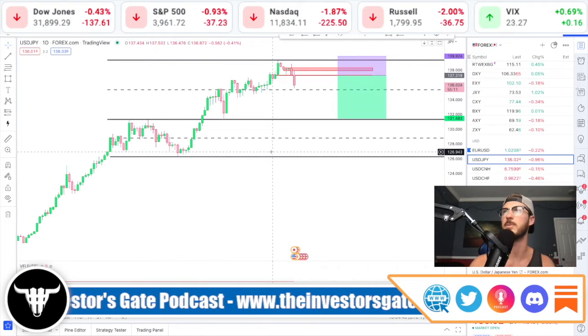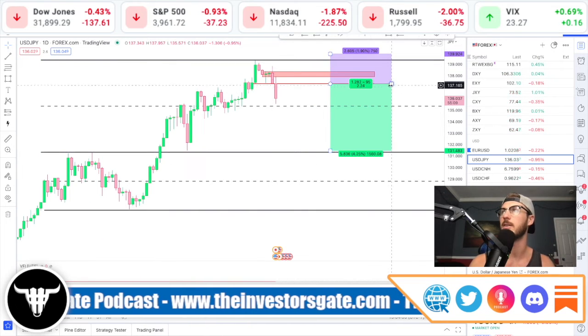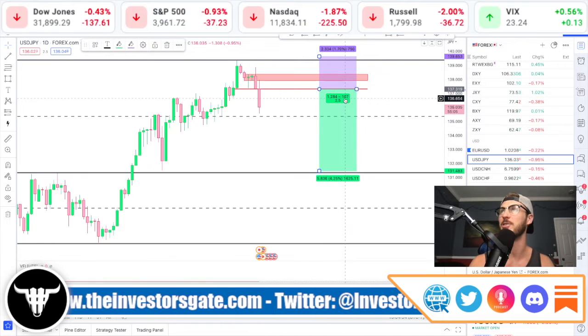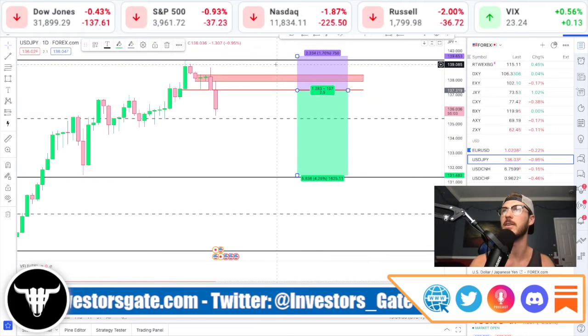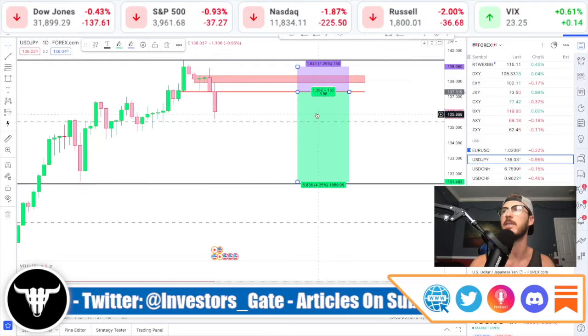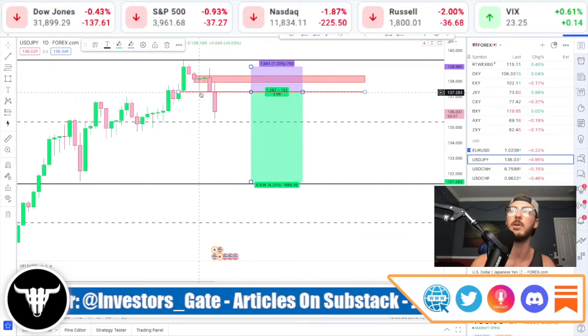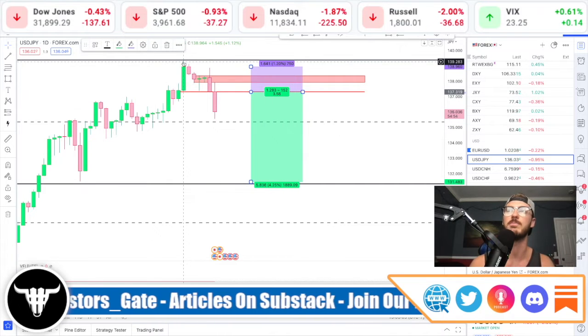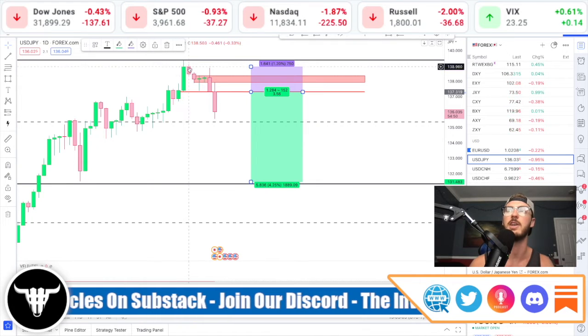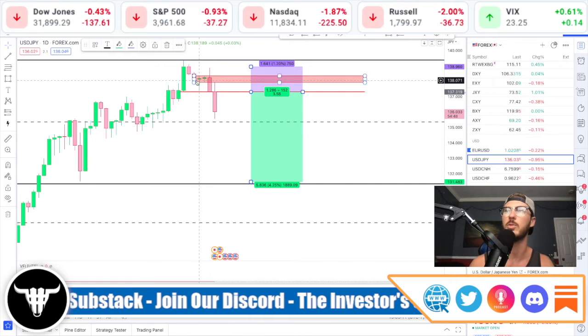This is USD JPY, so tread lightly. You don't want to get your face ripped off. And then you could have just this right here as your invalidation. And that is a pretty good risk to reward, even if you're doing it from this sizable daily candle. And then you had the drop. But either one, whichever one works for you.